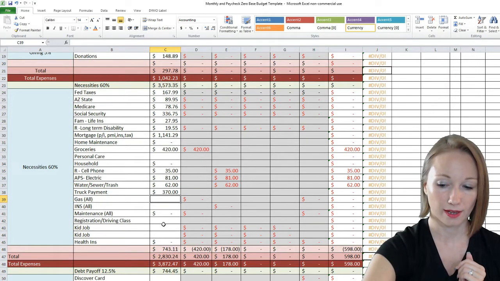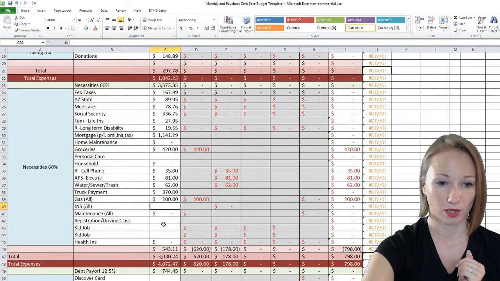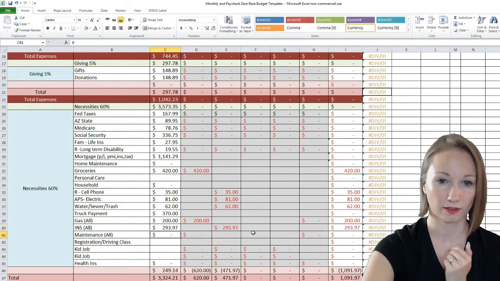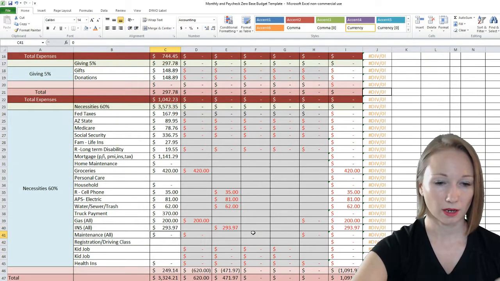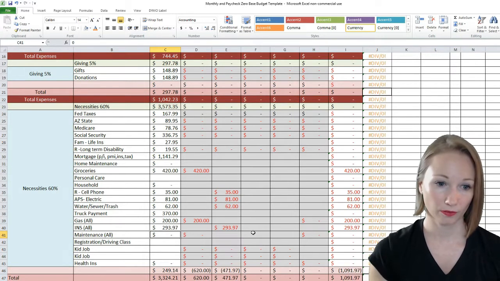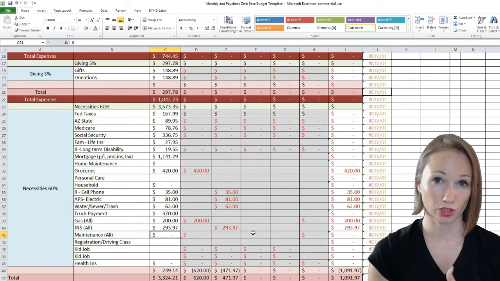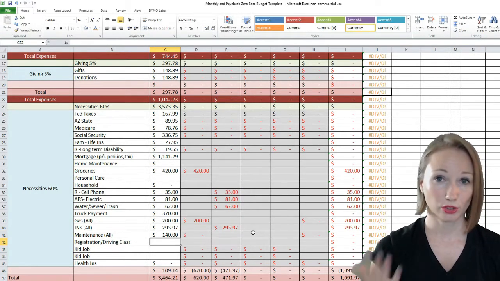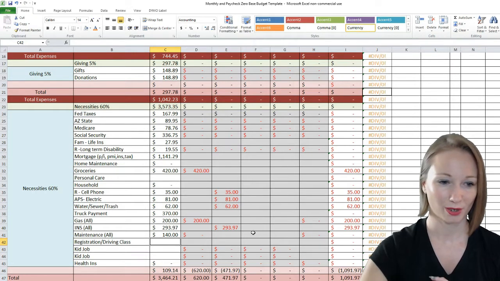Gas, we're going to say $200 for gas. Our insurance, $293.97, and again, this is for 3 vehicles. Maintenance, we don't have any oil change or anything that we feel we need to do as far as the truck and the car, but my husband does need to get some stuff for the motorcycle, so we put $140. Registration's not due. I don't have a driving class anymore, so we're not going to do that.